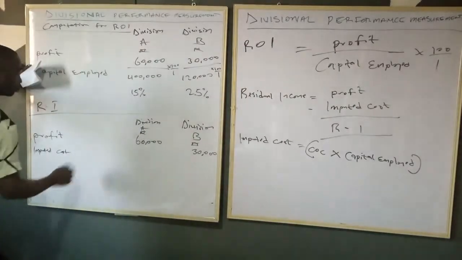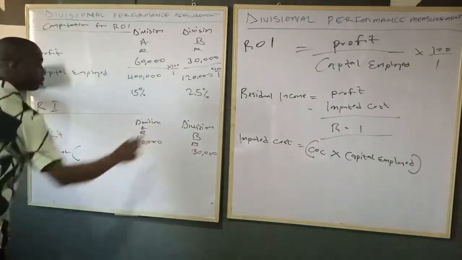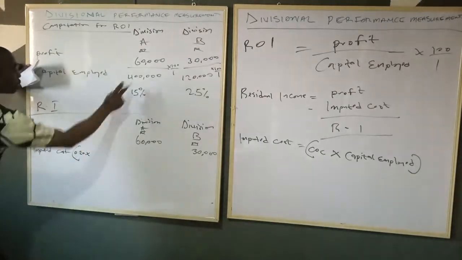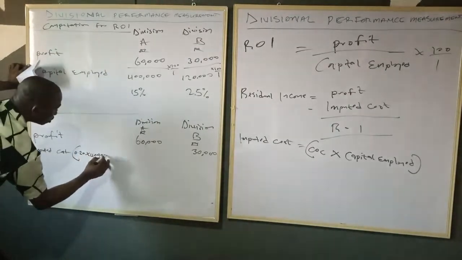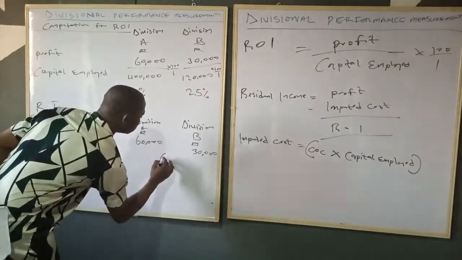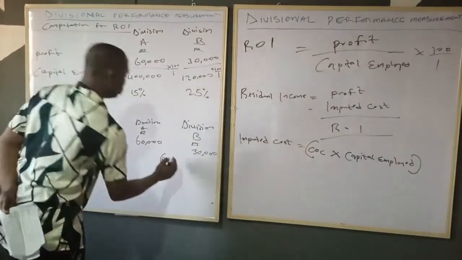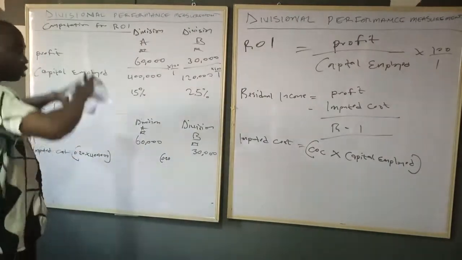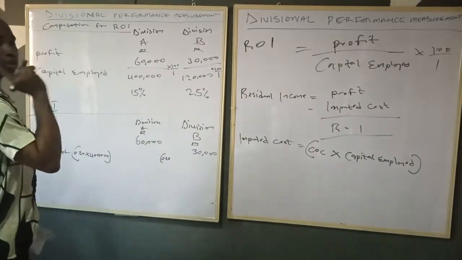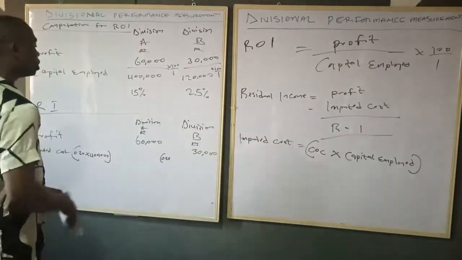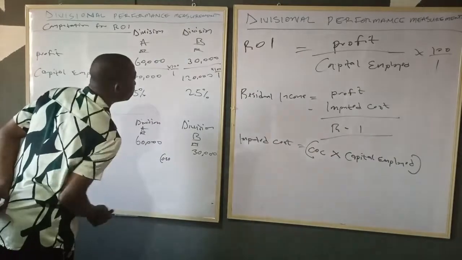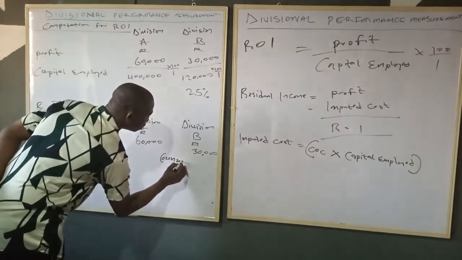Imputed cost for division A will be, as I said, the cost of capital is 20%, which is 0.20 times capital employed, 400,000. Then for division B, it is also 20%, because the cost of capital is general for the company. They all use the same cost of capital. So the cost of capital multiplied by capital employed. Capital employed for division B is 120,000.